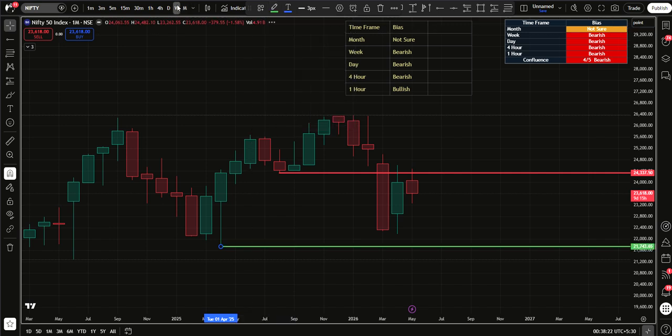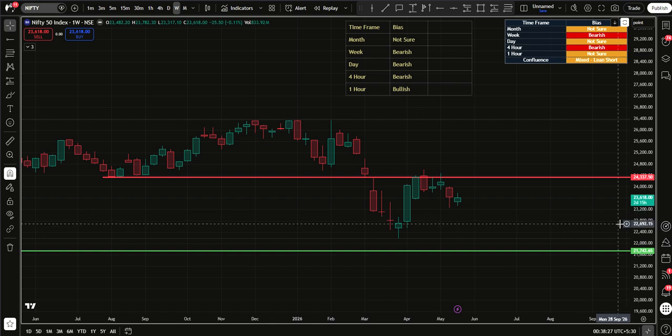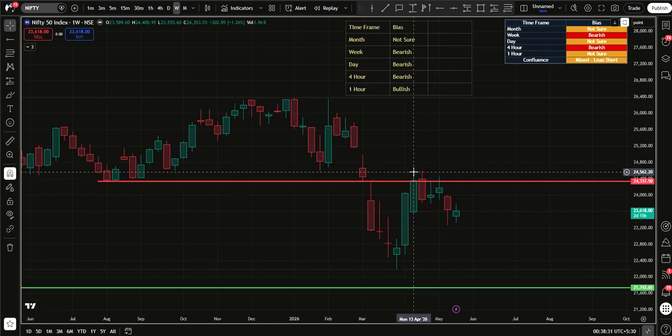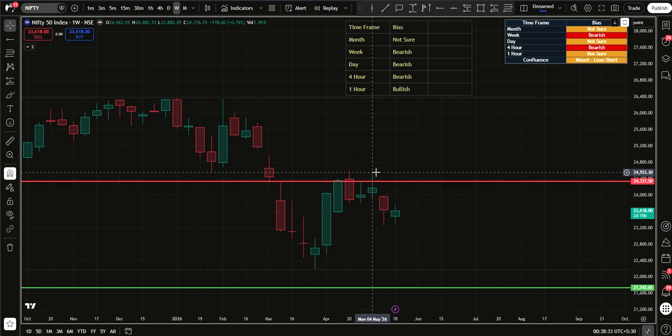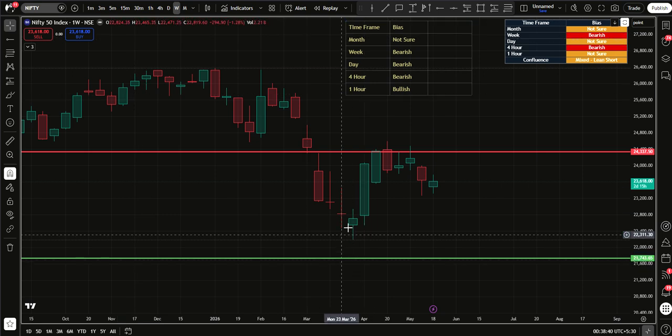Moving over to the weekly time frame. On a weekly time frame, Nifty is bearish. It was bearish yesterday. It is still bearish. Why is it bearish? Because this is a swing high and this is a lower high, so clear case of a bearish formation.